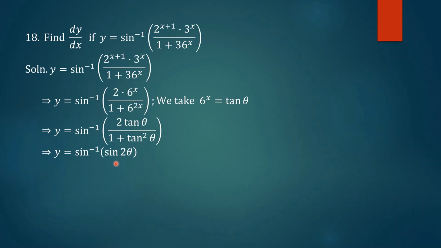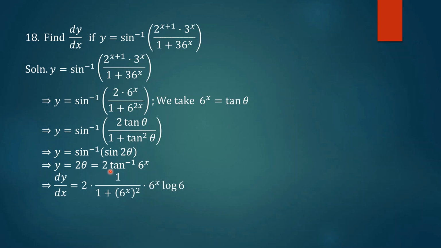It is in the principal branch because it is not given any condition on x, therefore it is in the principal branch. So simply you eliminate this sine inverse and sine. It is only 2 theta, so that is equal to 2 into theta is what? You see, theta is equal to, from here, tan inverse 6 to the power x. So we have written tan inverse 6 to the power x. Now we can find the differentiation of the problem.